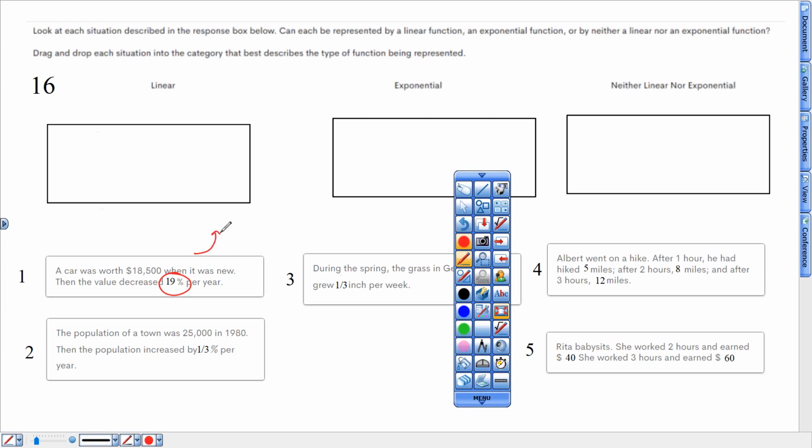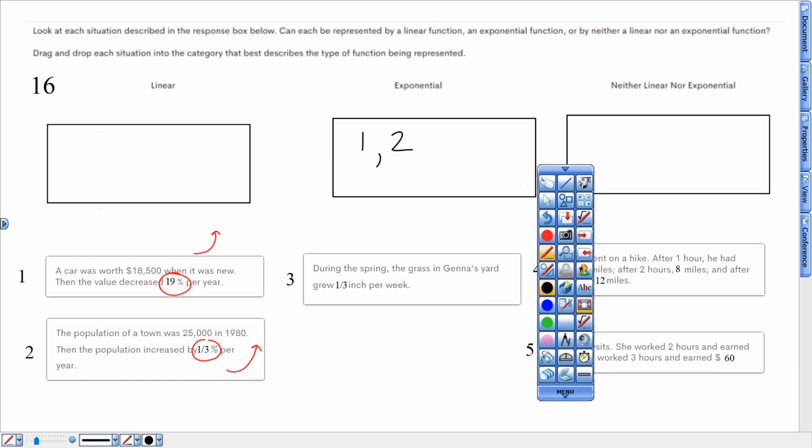So I put number 1 right here. If I look at this one, I have another percent. So that again is going to be one of those curvy graphs. So I put number 2 in there. If I look at this guy right here, no percent. So this one is just adding 1/3, just adding 1/3, just adding 1/3. That's straight. So I put number 3 in linear. Remember, exponential is curvy. Linear is straight. All right, moving on.